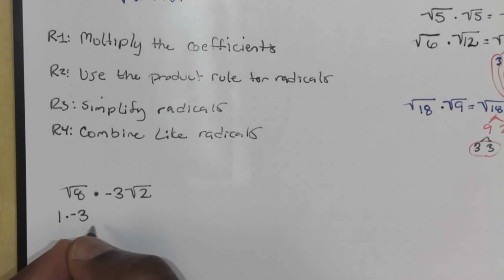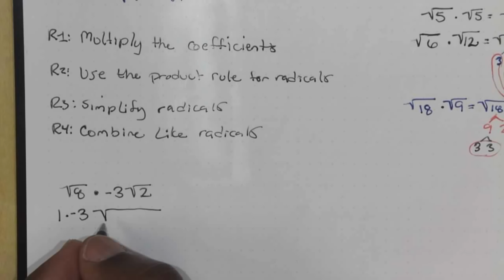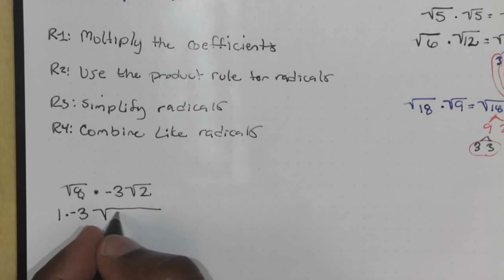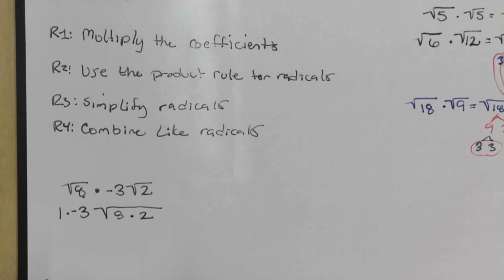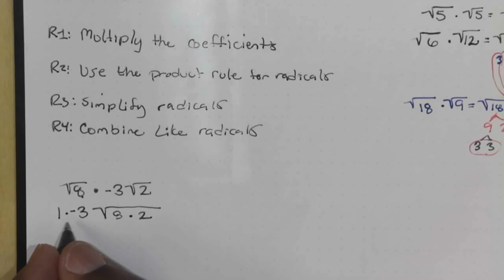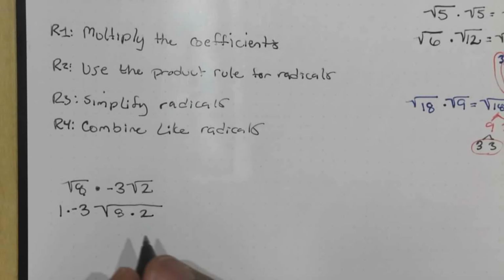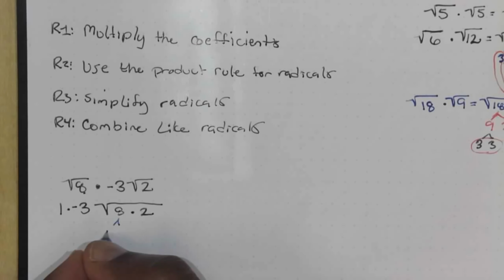Now, we got to use the product rule for the radicals. You draw one big long radical, and what are you going to put underneath? 8 times 2. We're going to wait to finish all that on the outside. We may have another number come out. So let's break down the 8. What would you use for 8? I would use 4 times 2.